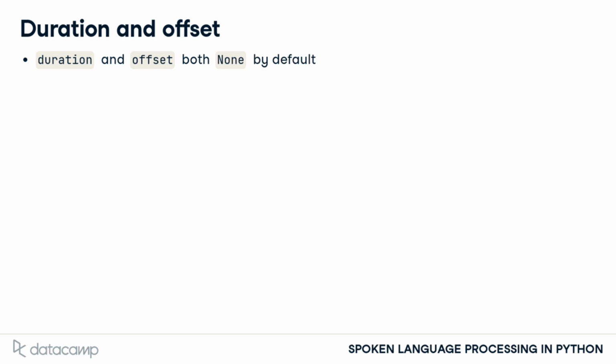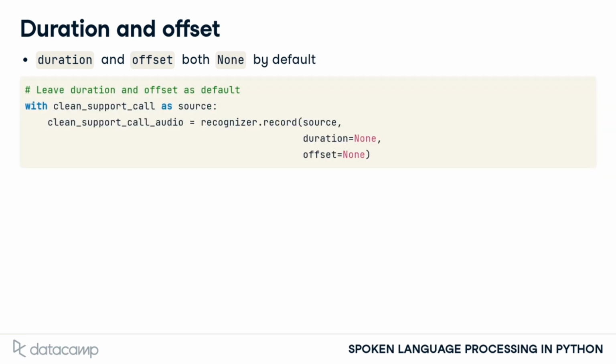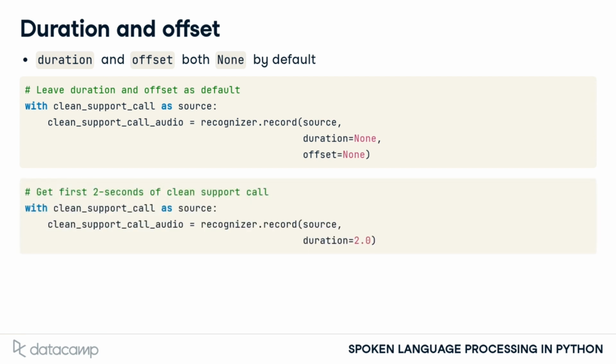The record method records up to duration seconds of audio from source, starting at offset. They're both set to None by default. This means that by default, record will record from the beginning of the file until there is no more audio. You can change this by setting them to a float value. For example, let's say you only wanted the first 2 seconds of all your audio files. You could set duration to 2.